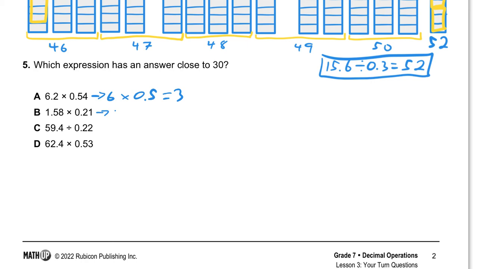Here, this is 1.5 times 0.2. Well, that's going to be a very small number. It's going to be smaller than 1.5, so I can already just cross that off. It's going to be too small.